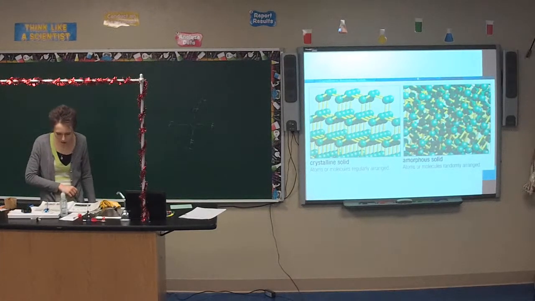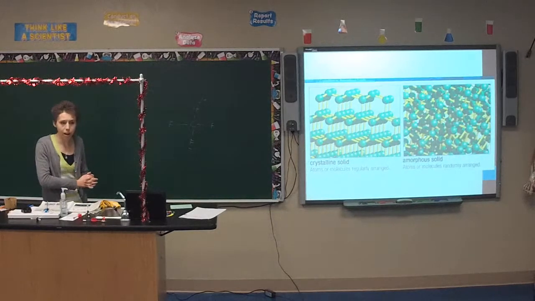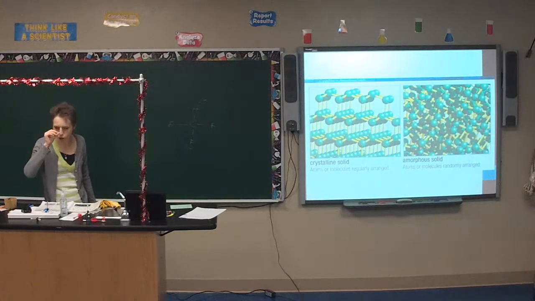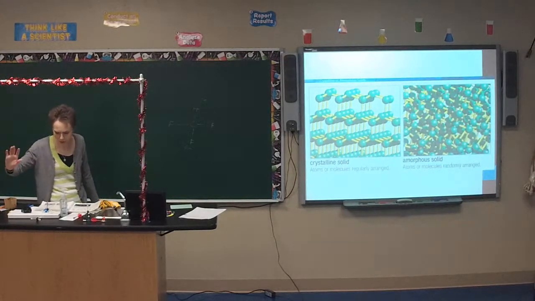Amorphous solids include examples like tar, butter, grease, glass, and some plastics. They don't have a specific melting point. They start to melt over a wide range of temperatures.